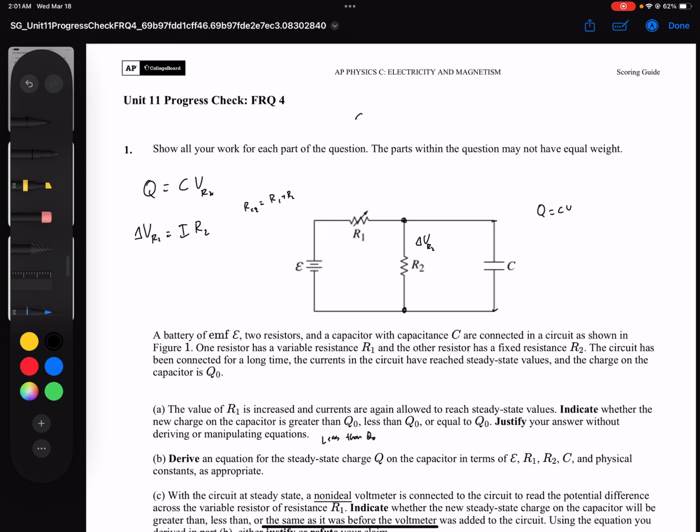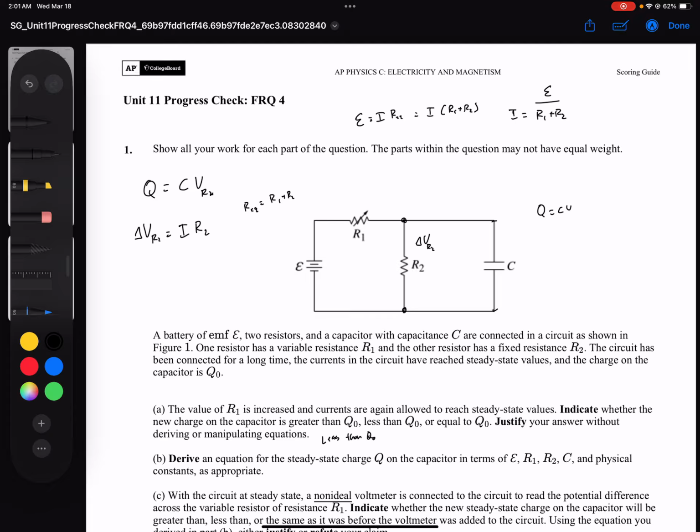right? So the current through the battery, the EMF of the battery is equal to the current times the equivalent resistance. And I know that the equivalent resistance is R1 plus R2. So that's I times R1 plus R2. And then if I want to solve for the current, I know the current has to equal the EMF of the battery over R1 plus R2. And that's pretty much it.